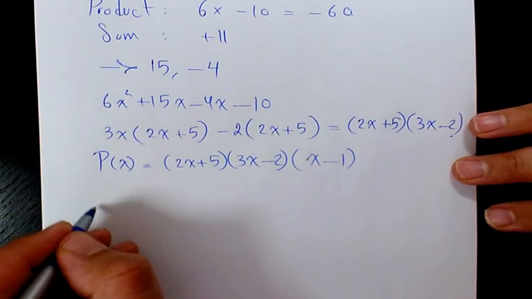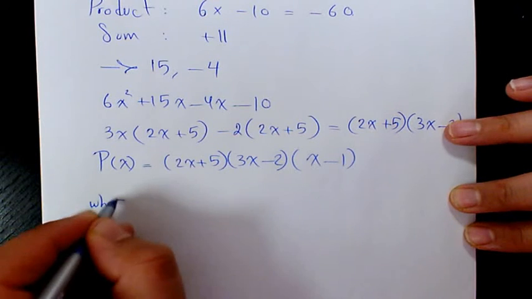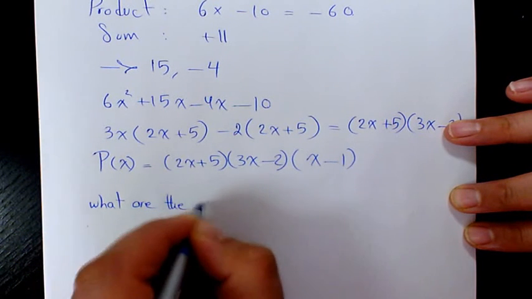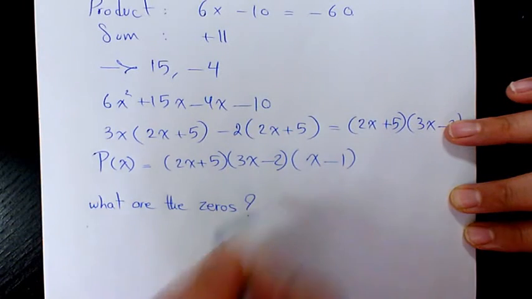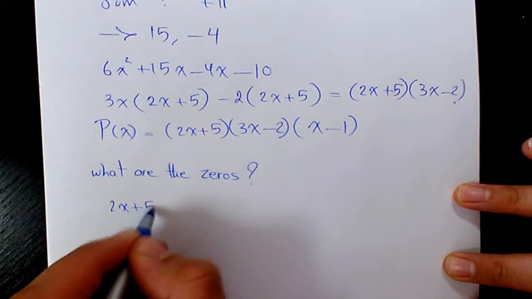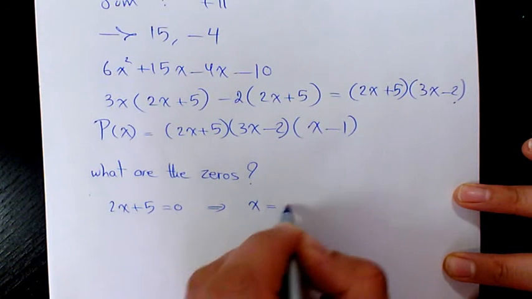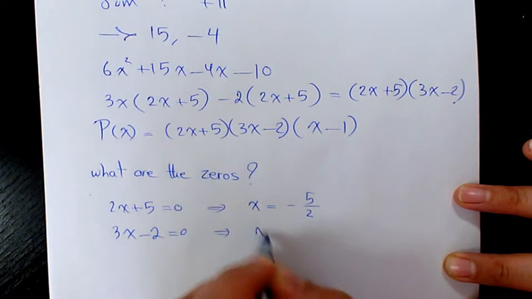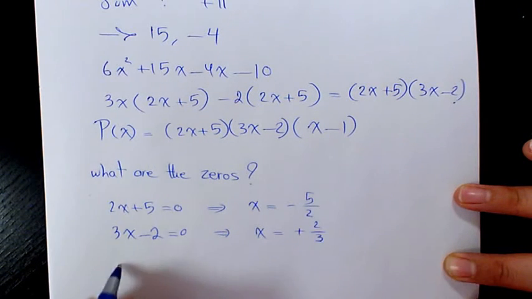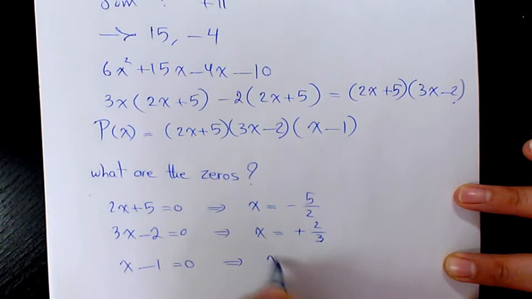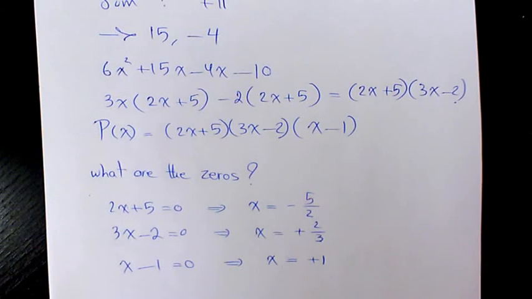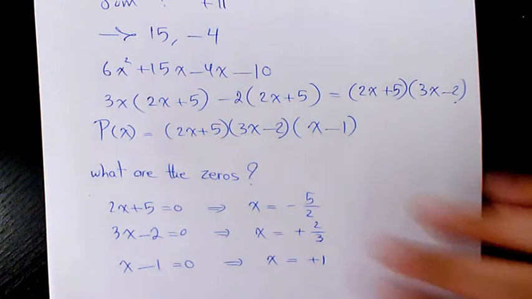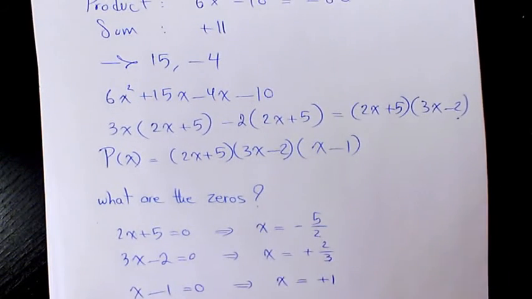In case somebody asks you what the zeros are, I'm going to say 2x plus 5 equals 0, so x is going to be negative 5 over 2. 3x minus 2 equals 0, so x will be positive 2 over 3. x minus 1 equals 0, so x is going to be equal to plus 1. Now let's look at the next example.